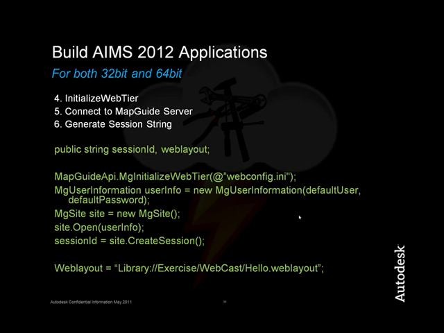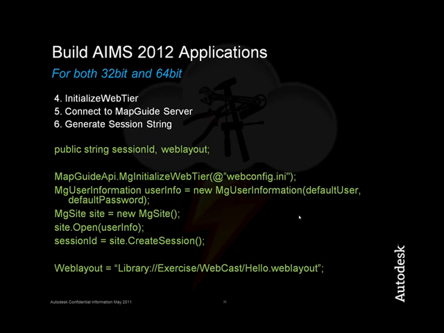And the next steps are exactly the same for both 32-bit and 64-bit. We need to initialize the web tier using the path of webconfig.ini and connect to the MapGuide server using a MapGuide user information object, and then create an MgSite object, open the MgSite object using our user information object, and create a session string from the site object.